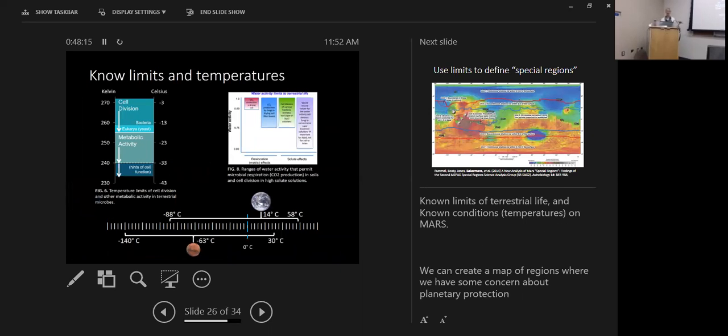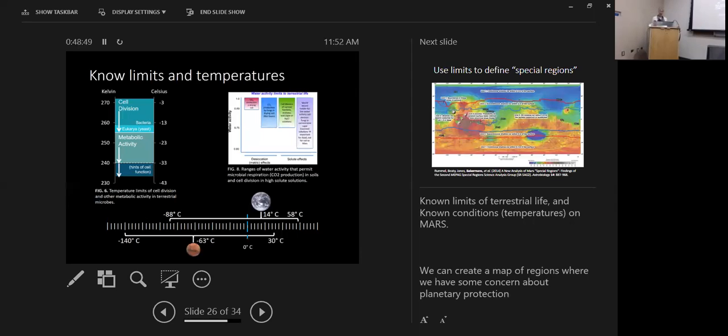So by combining everything we know about the limits for microbial life on Earth, their temperature limits, their water activity limits, that chart over there is limits of reproduction at different water activities, with the temperatures on Mars, and here's our temperature scale of both Earth and Mars. This is the average annual global temperature. This is the minimum and the maximum here for both of these. So you see there's some overlap. Okay, Mars is certainly much colder most of the time, but there is some overlap.